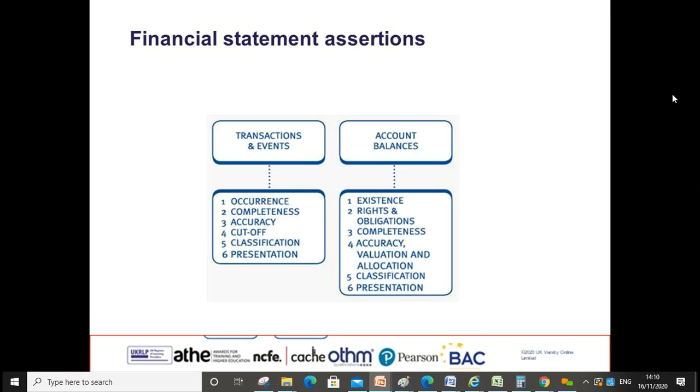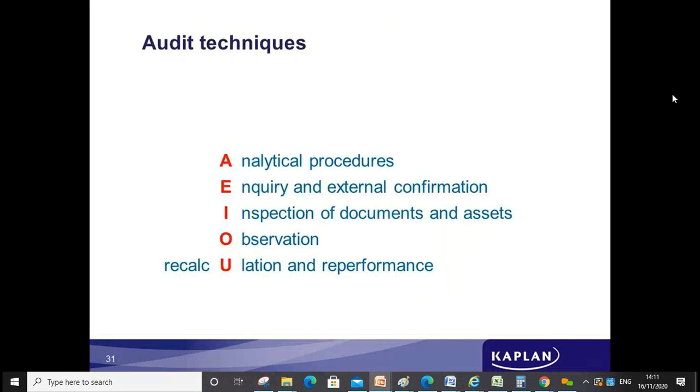When you look at the account balances, look at existence, rights and obligations, completeness, accuracy, valuation and allocation. It has been allocated under current asset or non-current asset. If it was an asset, we deduct it as an expense. Types of errors include classification and presentation. You look at the balancing. Any question there? No, this is fine.